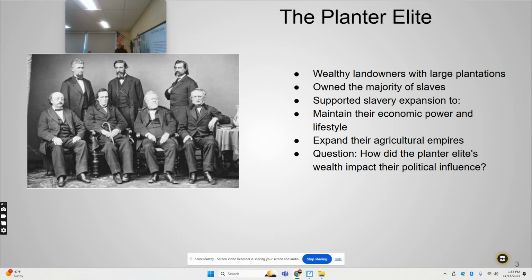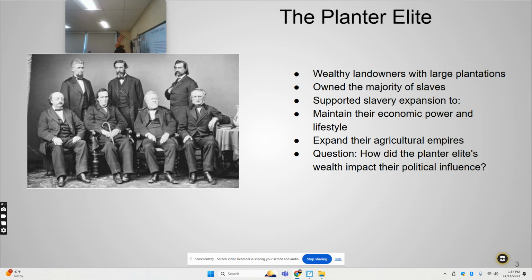All right. So the planter elite are looking to expand their agricultural empires, and as they expand their agricultural empires, this leads us to the question that appears at the bottom of the page. I want to spend a moment on this. How did the planter elite's wealth impact their political influence?